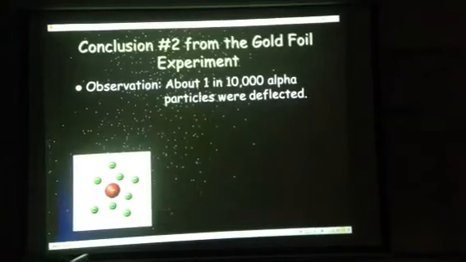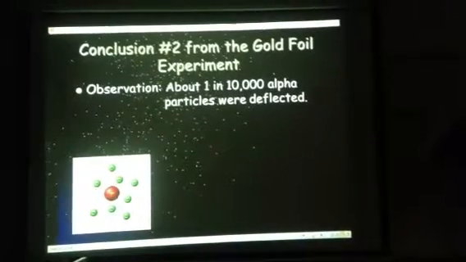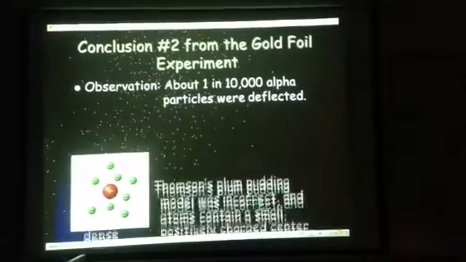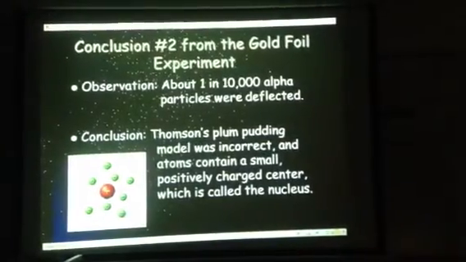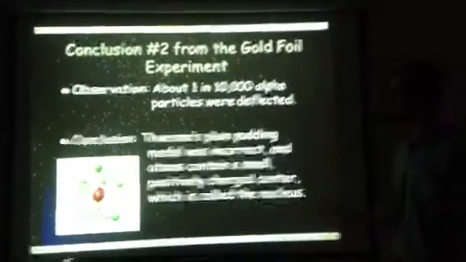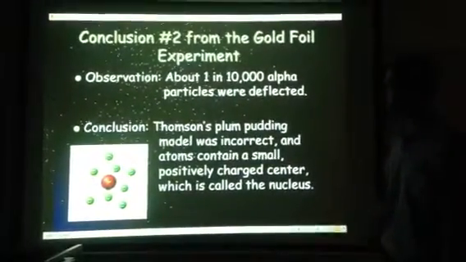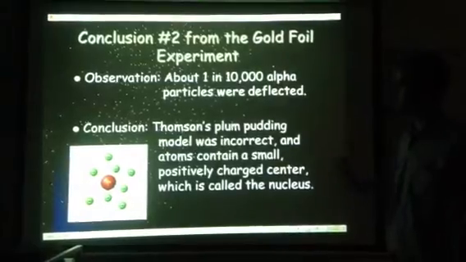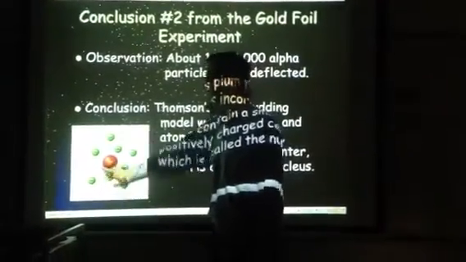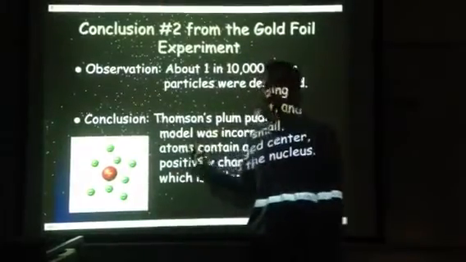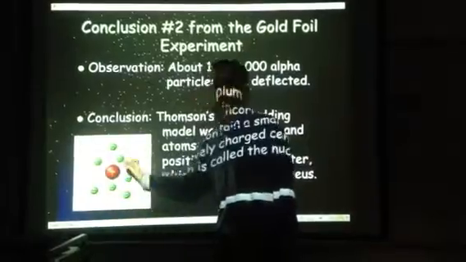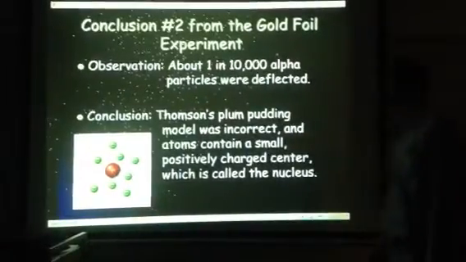Conclusion number 2. About 1 in every 10,000 alpha particles, so actually I was wrong, even less than 1% of the alpha particles were actually deflected. So the conclusion was that Thomson's plum pudding model was incorrect, and atoms contain a small, positively charged center, which we call the nucleus. The plum pudding model would be missing this nucleus, but after Rutherford discovered the nucleus, this is what the diagram ended up looking like.